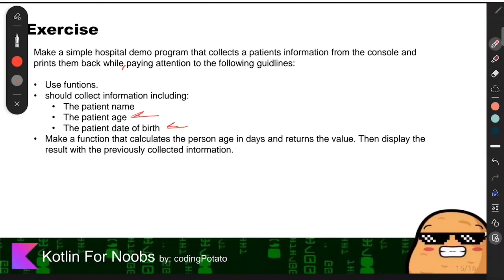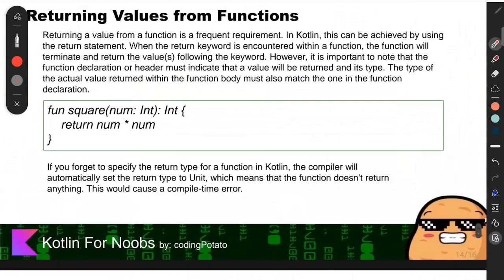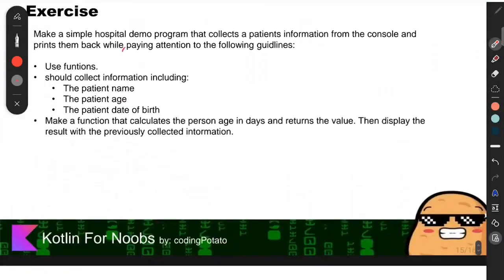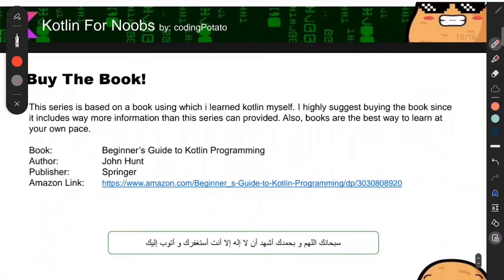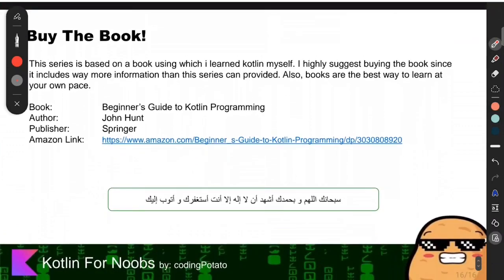patient's date of birth. And it's saying make a function, another function, that calculates the person's age in days and returns the value. So this is just to use the return thing right here that we talked about. Then display the result with the previously collected information. So right now, and as I said at the beginning, we will do this exercise, and in IntelliJ of course. And so yeah, let's just do that.